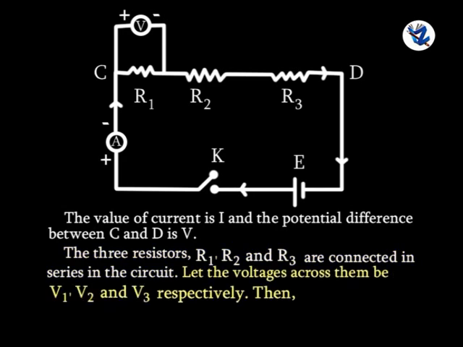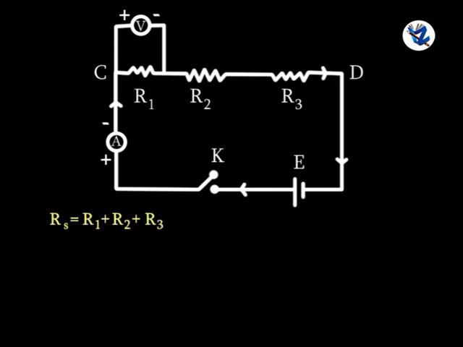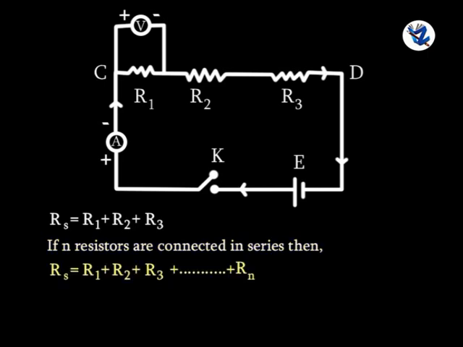Let the voltages across them be V1, V2 and V3 respectively. Then V is equal to V1 plus V2 plus V3. Therefore, Rs is equal to R1 plus R2 plus R3. If n resistors are connected in series, then Rs is equal to R1 plus R2 plus R3 plus dot dot dot plus Rn.